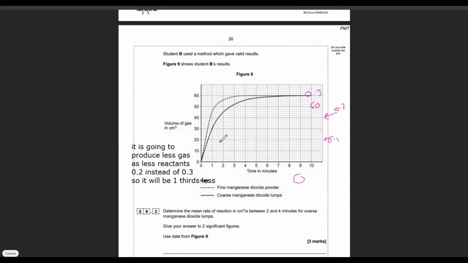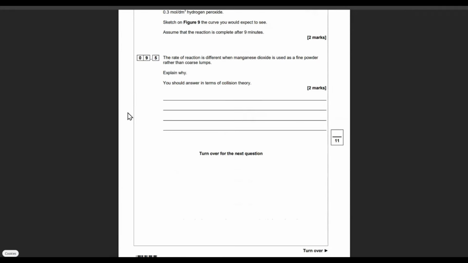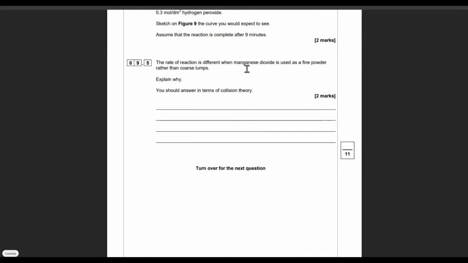So if you look there, that's where I'd expect 0.2 to finish here. So 1/3 less, because 0.2 is 1/3 less than 0.3. So we're going to finish about there. And you're going to get 2 marks, maybe 3 marks for that one. Okay. Right, let's zing in.